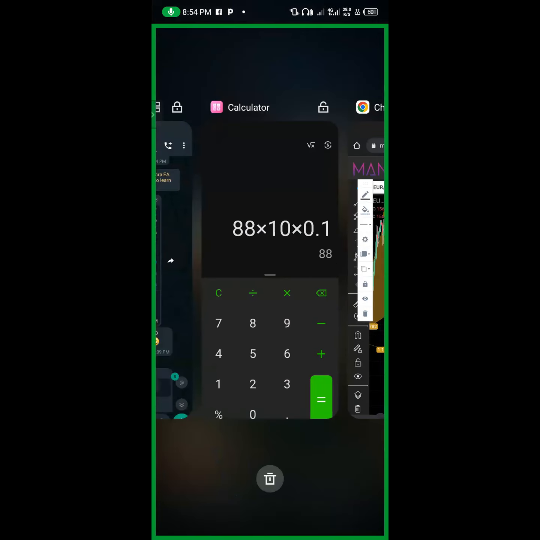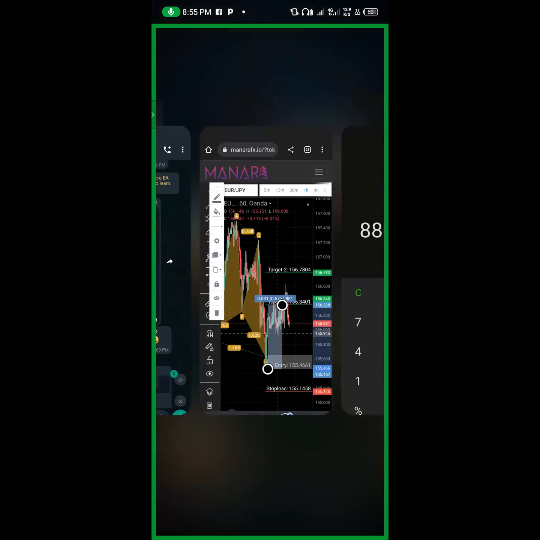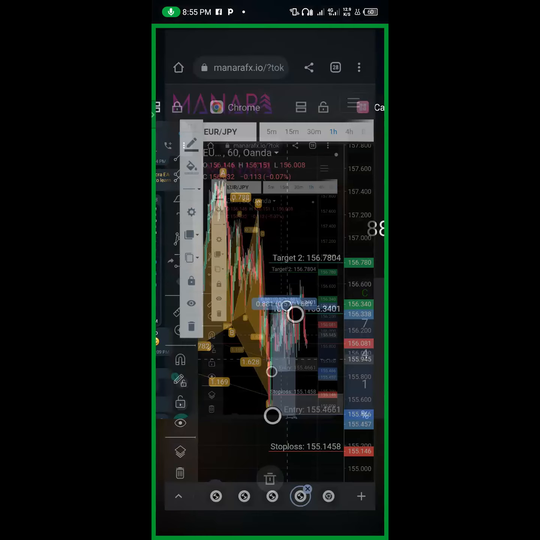If you had used 1 standard lot, you could have made 880 USD on this particular trade alone. What if you had used 0.5? You could have made 440 USD on this one alone. What if you use 0.05? You could have made 44 USD. What if it was 0.02? You could have made 17.6 USD, depending on your account size and your risk management level. Now, that is on EuroJPY. That was the first setup I sent in the morning.